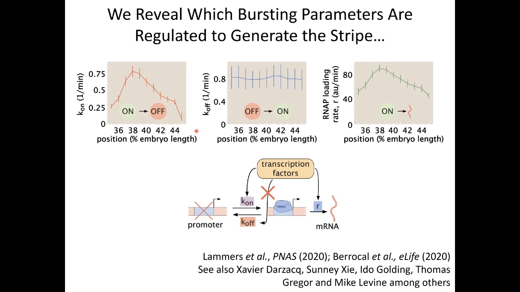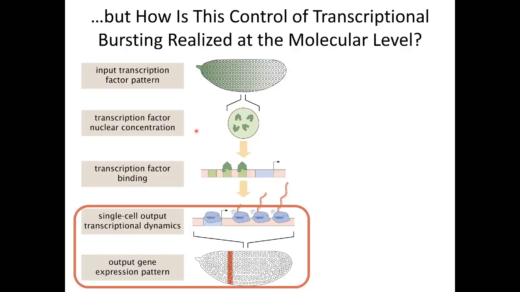So what this tells you is that these 4 transcription factors that are talking to the stripe are somehow talking to some combination of K on and R, but not talking to the K off in any way. And this is more or less consistent with what most people have seen in lots and lots of organisms. Okay. In fact, I would claim that we've gotten pretty good at figuring out which bursting parameters are being regulated. However, I claim that we still have no idea about how this regulation is implemented at the molecular level.